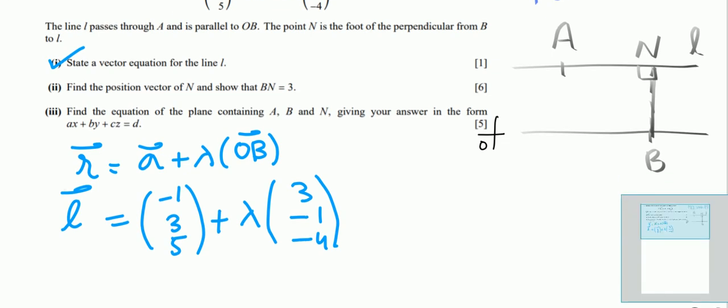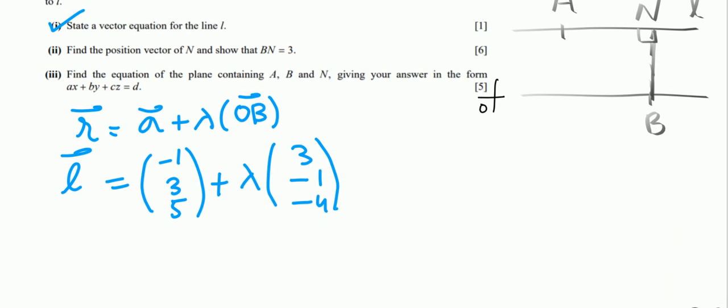Now moving on to the second part, they say find the position vector of N and show that BN is equal to 3. So what they're saying over here is that we have to show that BN, the length of this line BN, is equal to 3. And they want us to find the position vector of N, and by this they mean they want us to find ON. So ON would be this vector. They want us to find this vector, and show that BN is equal to 3.